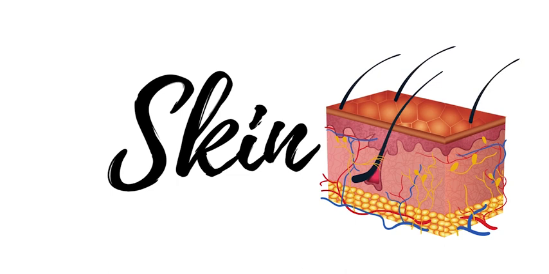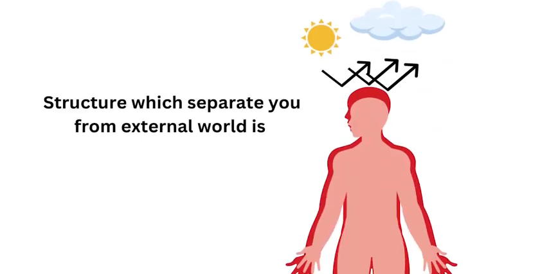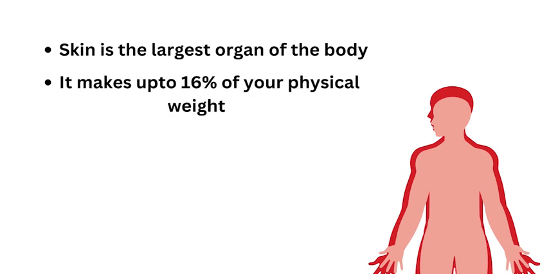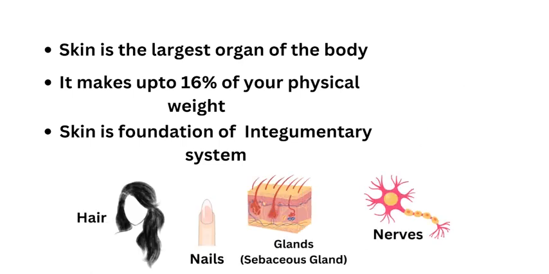In this video, we will learn about skin. The structure which separates and protects you from the external world is your skin. It is the largest organ of the body. It makes up to 16% of your physical weight. Skin is the foundation of the integumentary system, which also incorporates your hair, nails, glands, and some nerves.